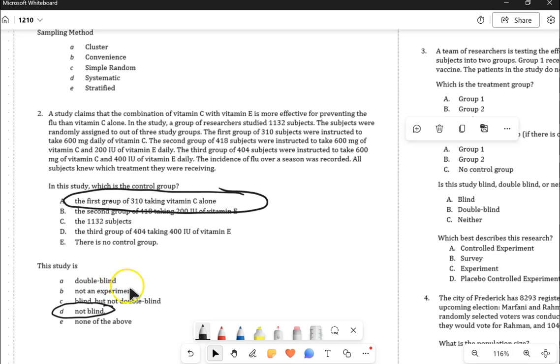And not an experiment would be just like an observation. You're just looking at, like, what's the most common colored car in your neighborhood. You're not doing any experiments. So an observational study is what you would be looking at, not an experiment. So single blind, double blind, or not blind. If the people know what they're getting into, it's not blind.